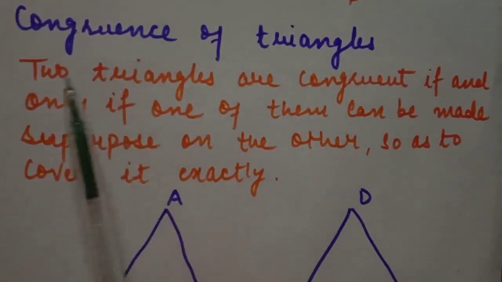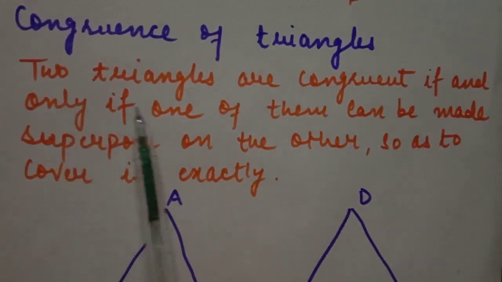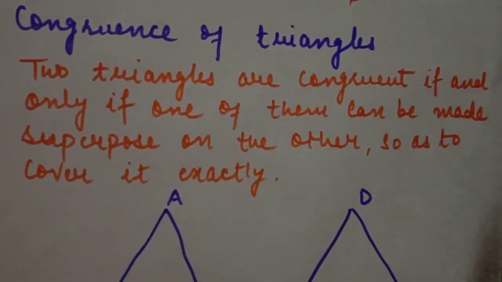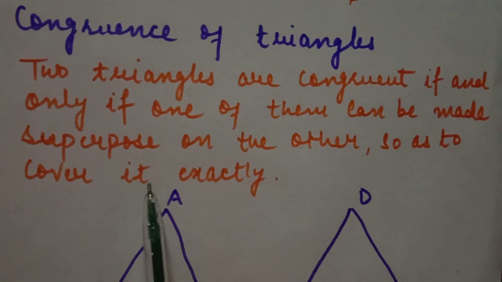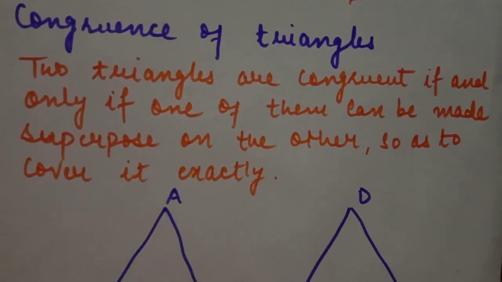Congruency of triangles. Two triangles are congruent if and only if one of them can be superposed on the other so as to cover it exactly. It means if we want to prove that two triangles are congruent, it is only possible when these two triangles are superimposed on each other. In another way, they have to cover each other exactly. Now try to understand what is congruency of triangles. I will explain it more.